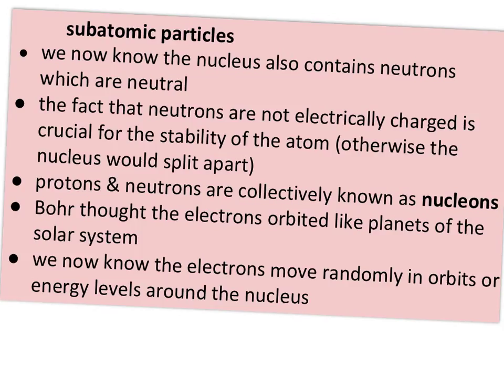The electrons were still the part we were trying to figure out. Bohr thought the electrons orbited like planets of the solar system. But we now know the electrons move much more randomly in orbitals, or energy levels, around the nucleus, which is what Chapter 2 is going to focus on.